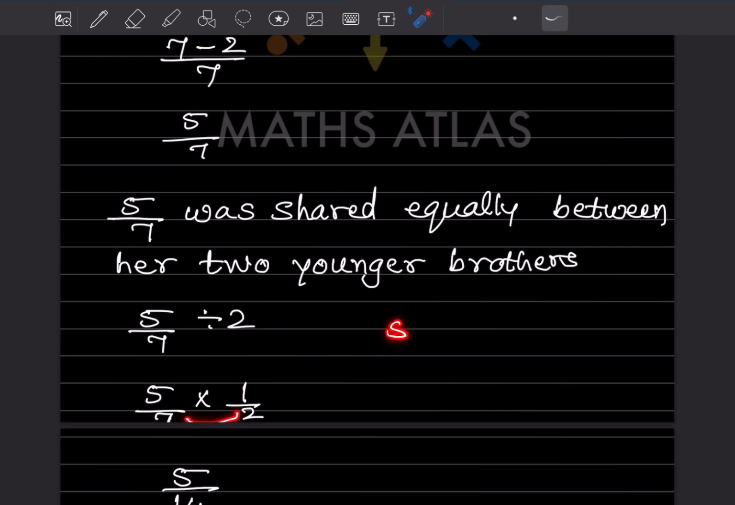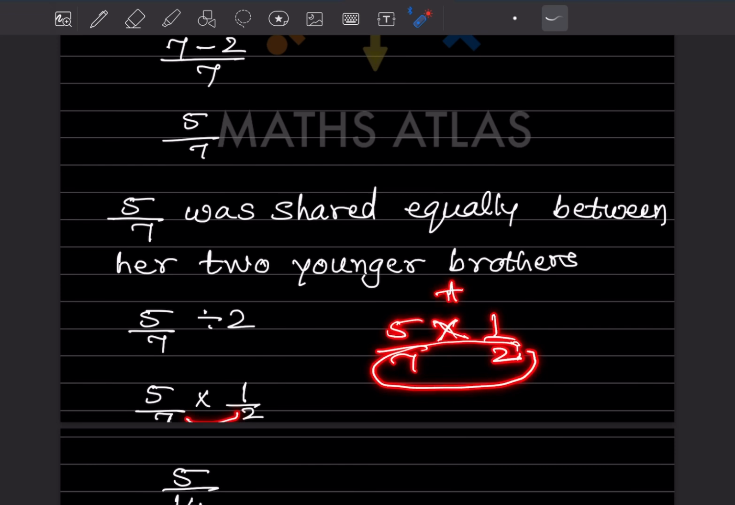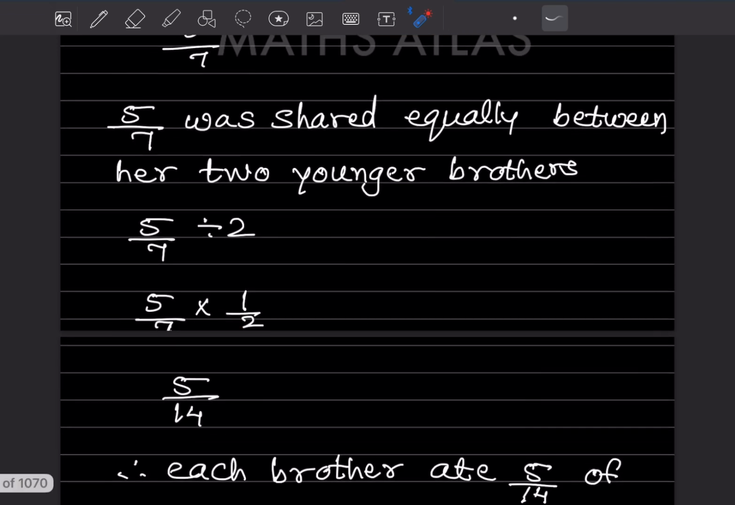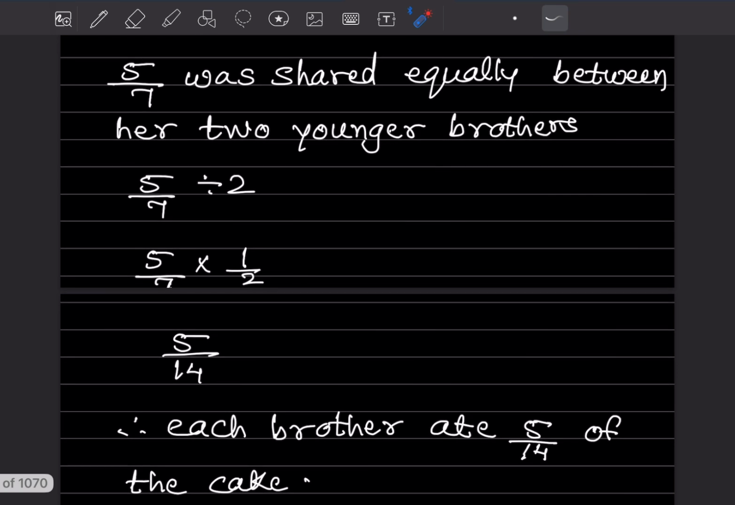See here, 5 by 7 into 1 by 2, there is often a confusion for many of them. This is multiplication, so you have to multiply the denominators as well. Only whenever there is plus or minus, at that time you are going to take the LCM. So this is going to be 5 by 14. So we can say therefore each brother ate 5 by 14 of the cake.